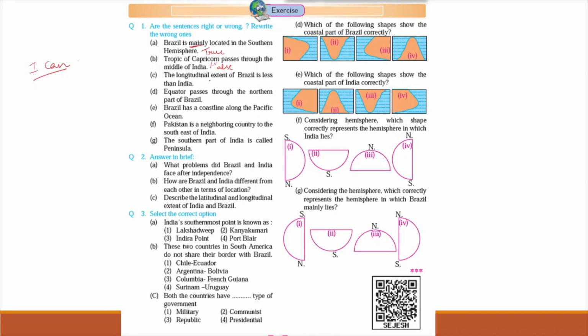Longitudinal extent of Brazil is less than India. This is false. Both latitudinal as well as longitudinal extent of Brazil is more than India. Okay, the equator passes through the northern part of Brazil. This is true. This we have discussed. Brazil has a coastline along Pacific Ocean. This is false because what we saw to the east side of Brazil was the Atlantic Ocean.